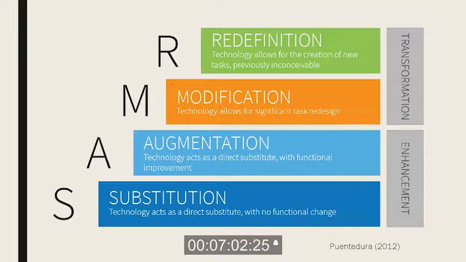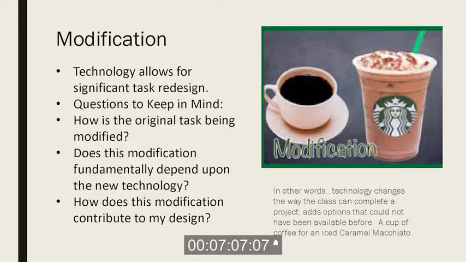Then the modification. This allows for a significant redesign. It really changes the way the class completes the project. It adds options that could not have been available before. So now you've gone to the iced macchiato. You're really adding to it. You're really adding something beefy there.